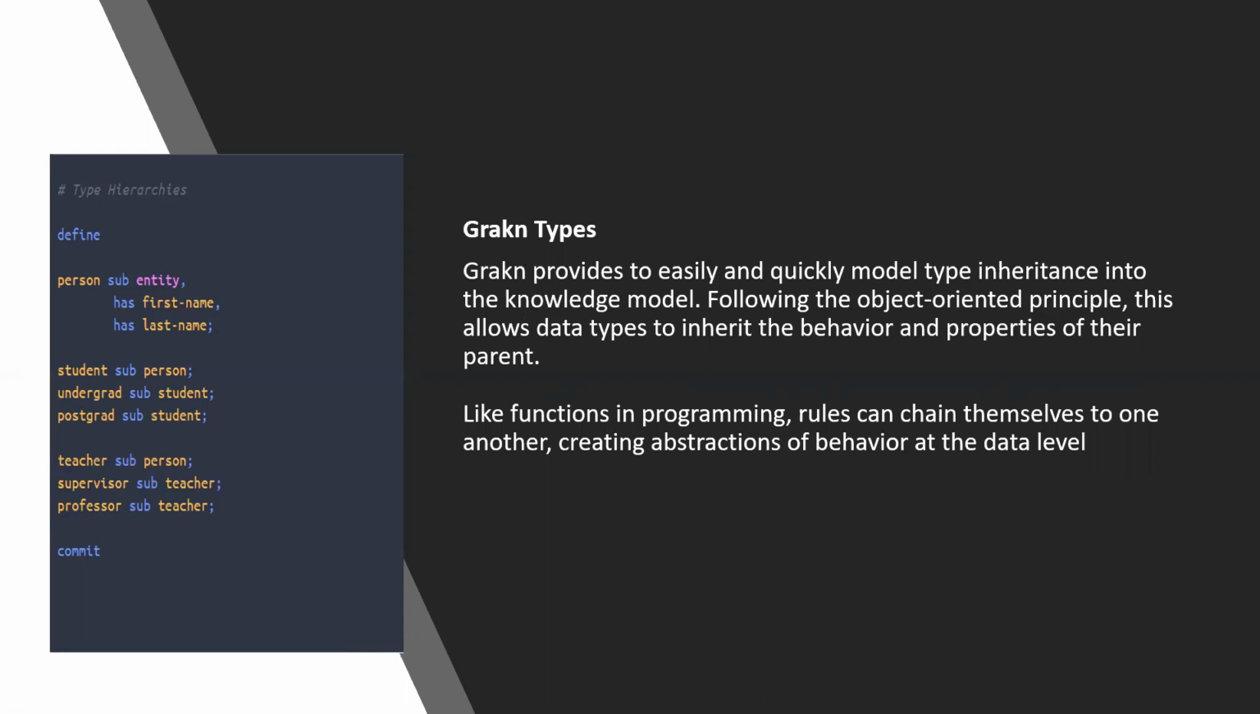This allows data types to inherit the behavior and properties of their parent. So here, if you look at this, these things are being inherited by student, and student's things are inherited by undergrad and postgrad. And here, teacher is inherited by supervisor and professor. This is how the relations and types are inherited from parent to child. Like functions in programming, rules can chain themselves to one another, creating abstractions of behavior at the data level.